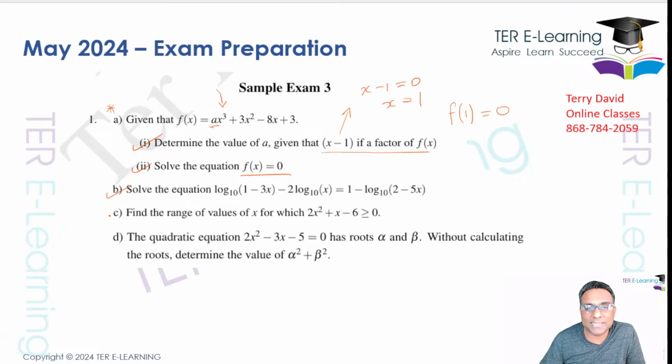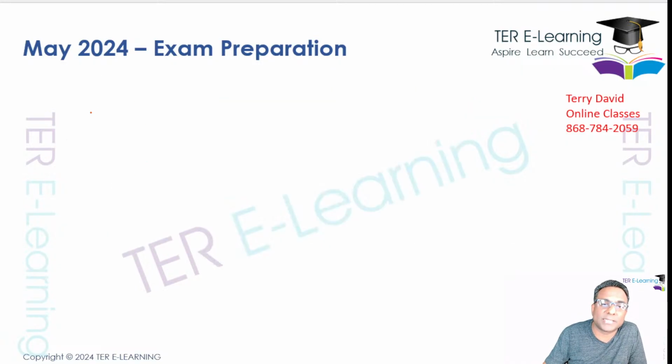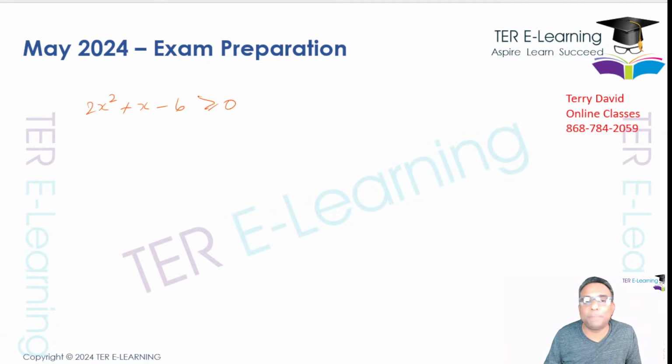Alright, this is part C here, and we want to find the range of values of x for which we have a quadratic inequality here. That is 2x squared plus x minus 6, is greater than or equal to 0. So when you have to solve a quadratic inequality, the first thing we need to do is to actually factorize this thing here.